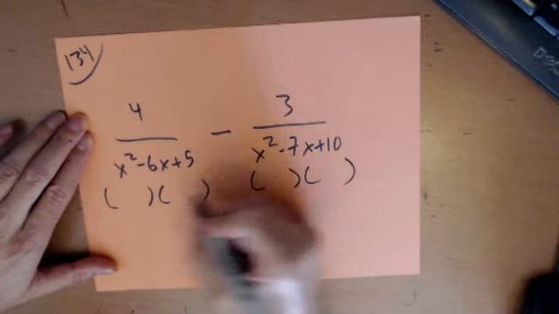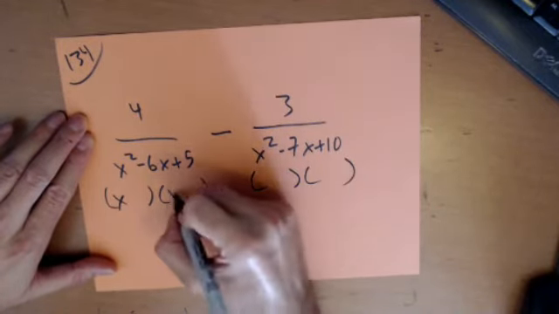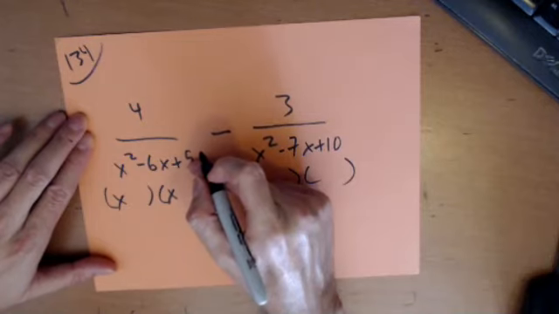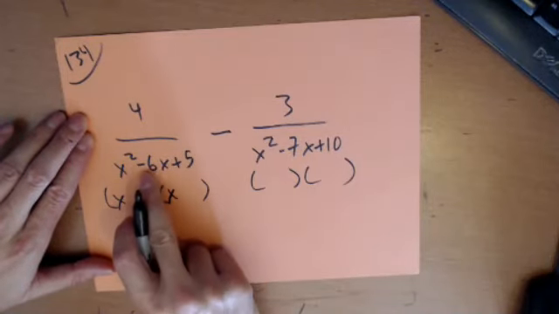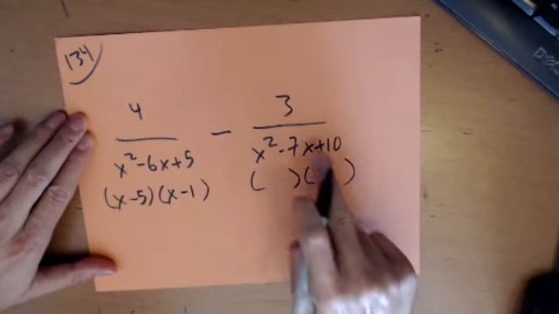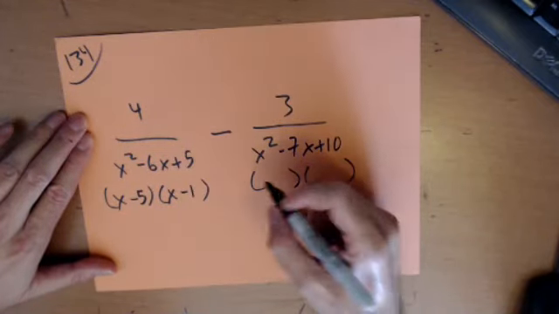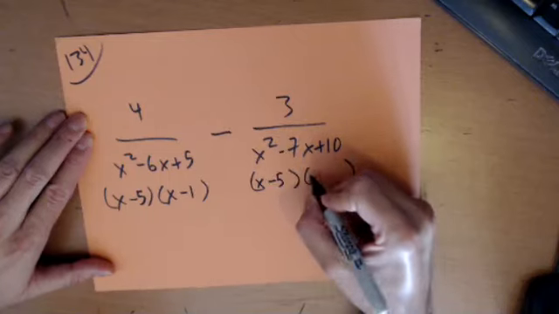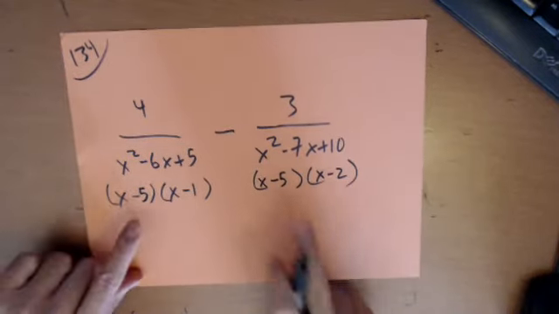Factor. 5 and 1, minus 5, minus 1. The signs are the same and they're both negative. Minus 5, minus 2. Signs are the same and they're both negative. Ooh, they both have minus 5s. Okay.